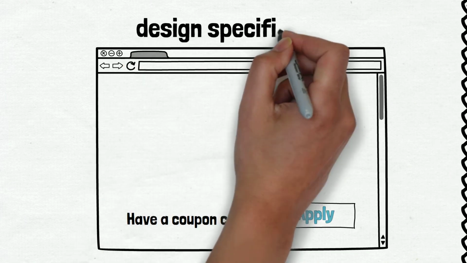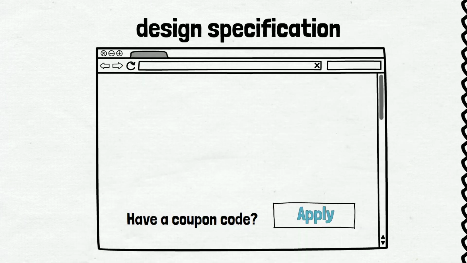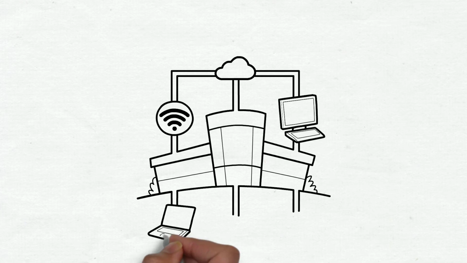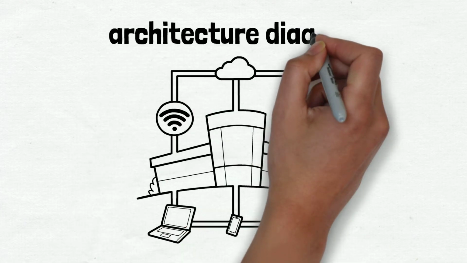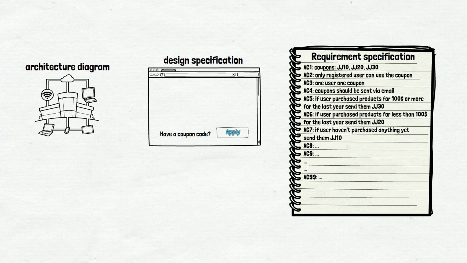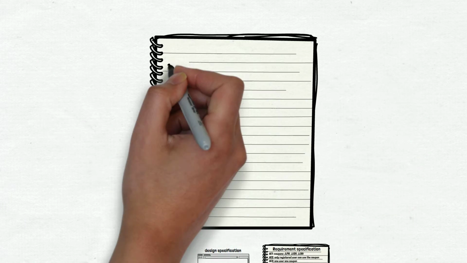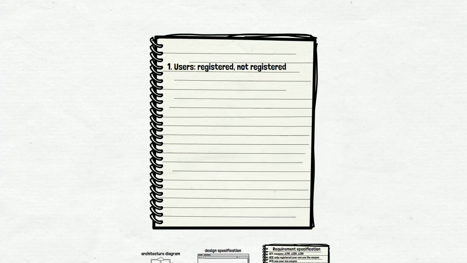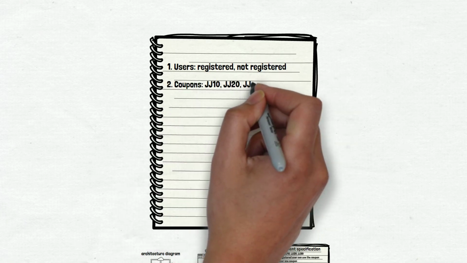You can also have some mock-ups created by designers. There you can check how the story will look to the end users. You can check the architecture diagrams, some database schemas, or service integration details. All of this can be used to define the test conditions. We write down user types and coupon types. Everything we need to test.